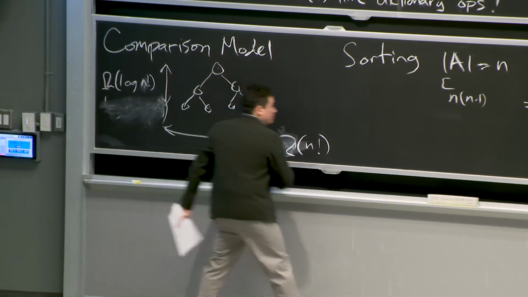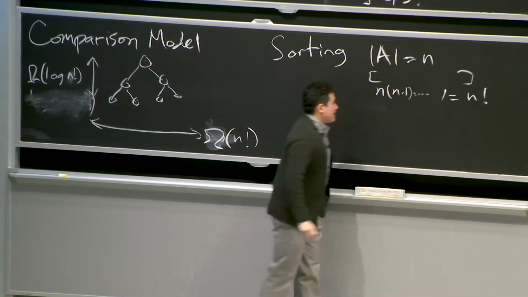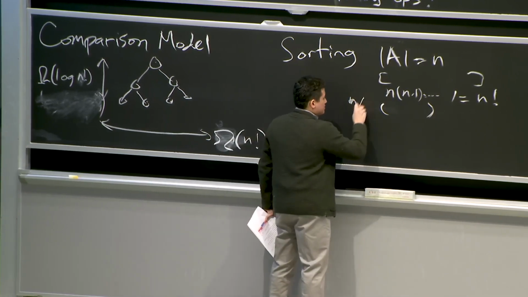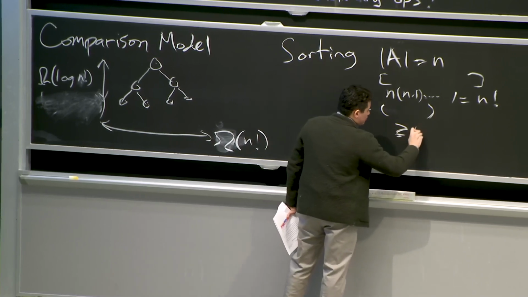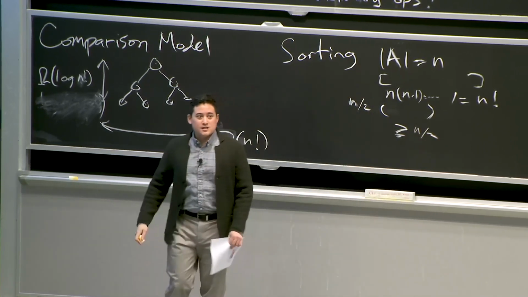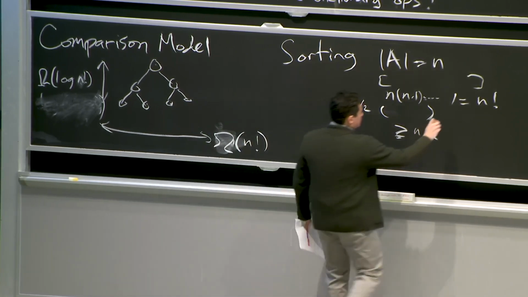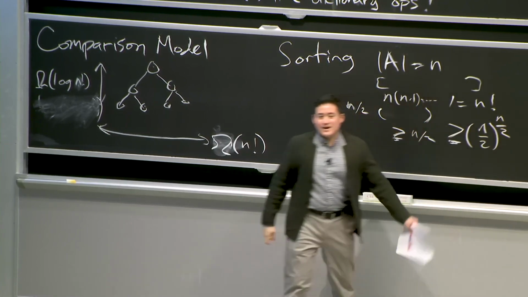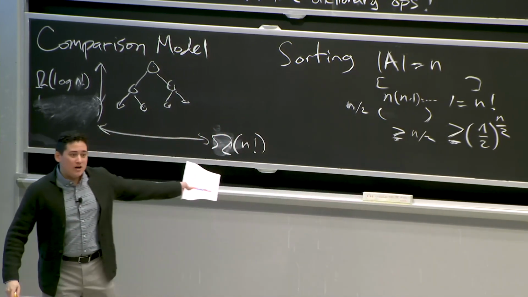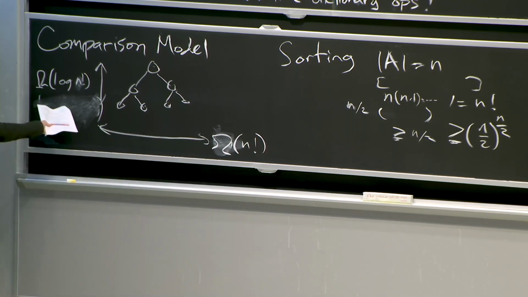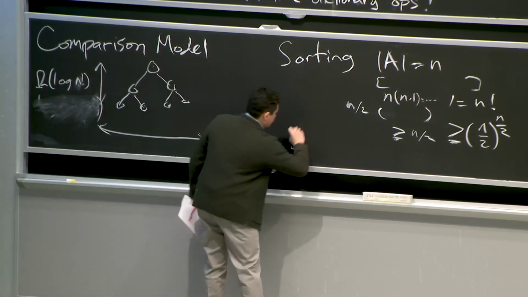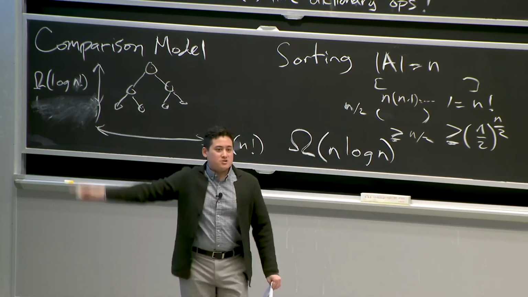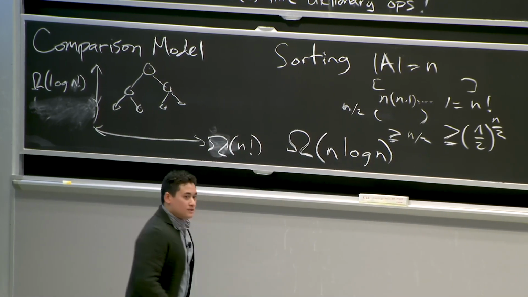I have a bunch of things here. That's n factorial. Half of these things, these n over 2 things, are bigger than or equal to n over 2. Does that make sense? So I can certainly lower bound this by n over 2 to the n over 2. That's a little easier thing to take a log of. If you take a log of that, that's asymptotically n log n. So any sorting algorithm takes at least n log n comparisons, and so merge sort's the best we can do. Does that make sense to everybody?